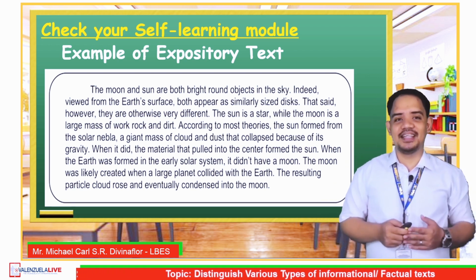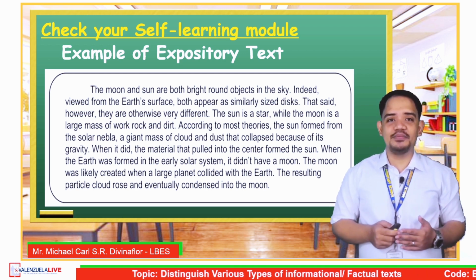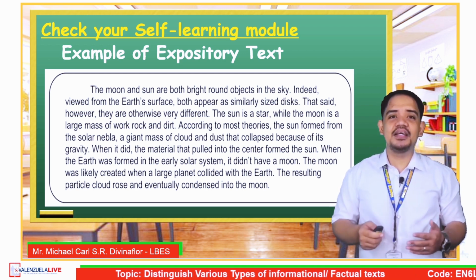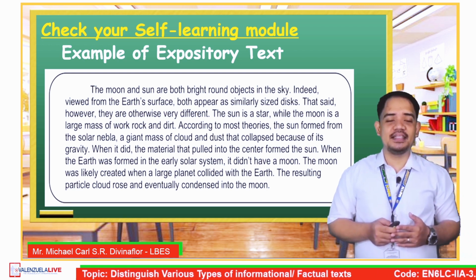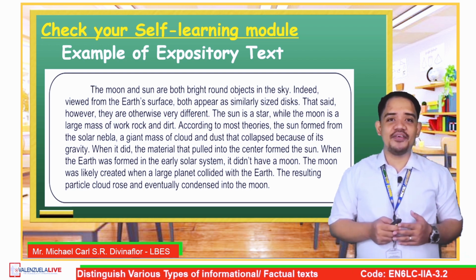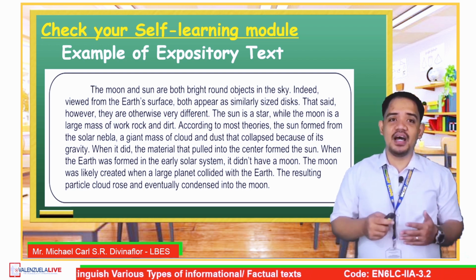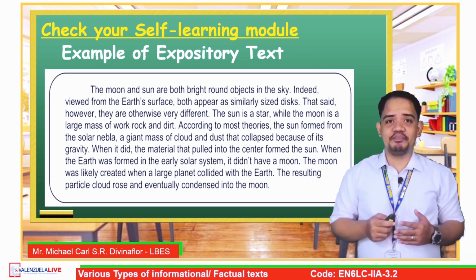The moon and the sun. The moon and the sun are both bright, round objects in the sky. Indeed, viewed from the Earth's surface, both appear as similarly sized disks. That said, however, they are otherwise very different. The sun is a star, while the moon is a large mass of rock and dirt.